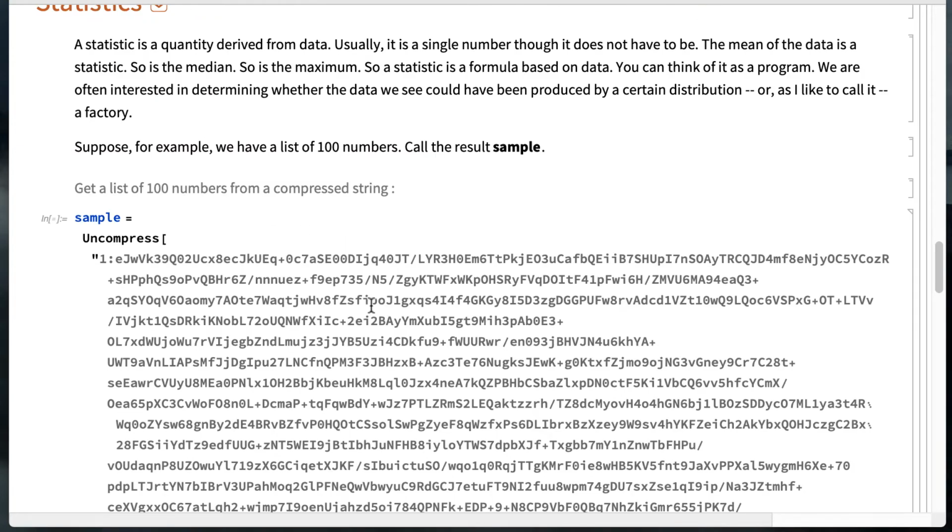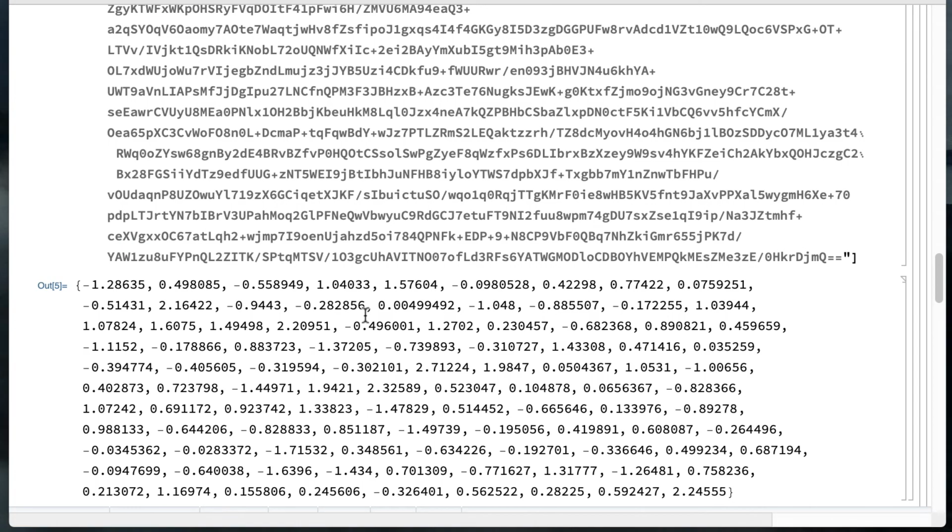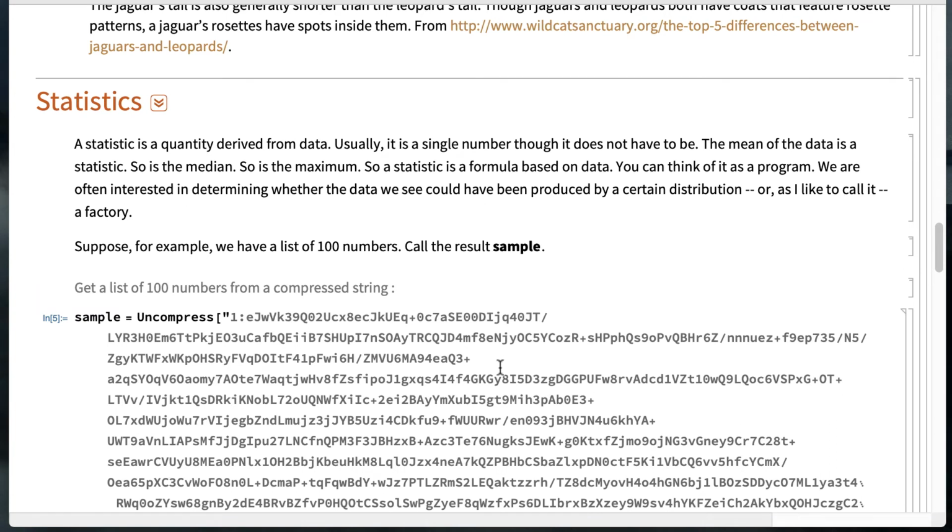So what is a statistic, really? A statistic can be anything. It's just any value, could even be a set of values, that's derived from other values. A conventional statistic is the mean of some data: you add it up and divide it by the number of numbers. The median: you find the number for which half are below and half are above. The maximum number in some set. So it's basically a formula based on data. And in fact, you can think of a statistic as a little computer program that yields some output.